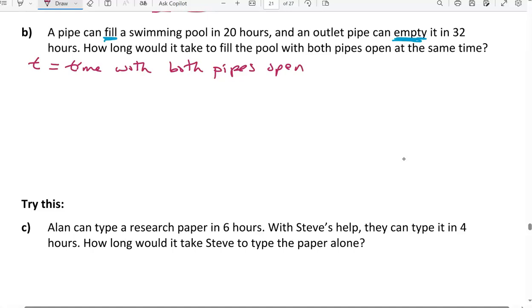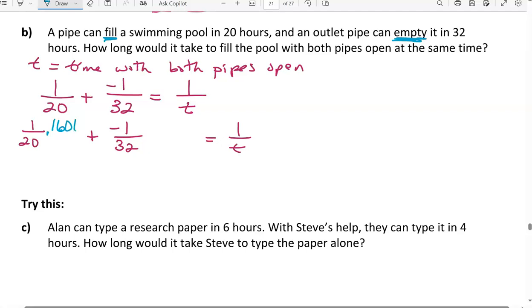So we can use the same idea, 1 over the time to fill the pool for pipe A, plus 1 over the time for the second pipe. But this time I'm going to count it as negative, so I'm going to count that as negative 1/32 because it's emptying the pool, equals 1 over the time together to fill the pool. So here we're going to multiply by the least common denominator, which is 160t. So multiplying each term times 160t over 1.